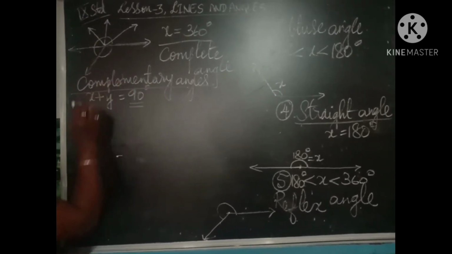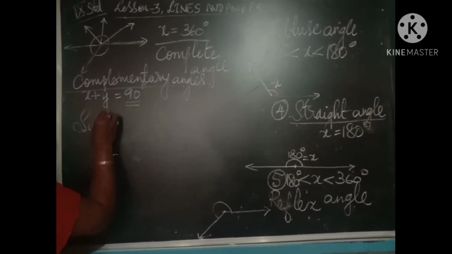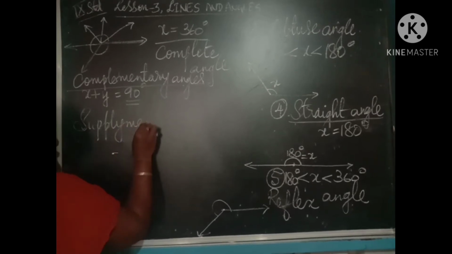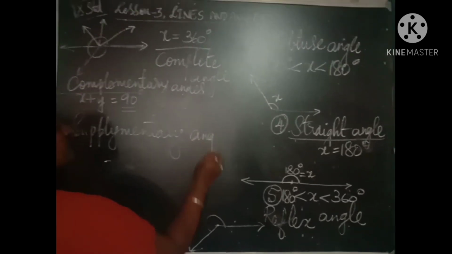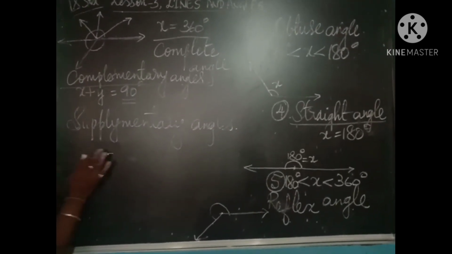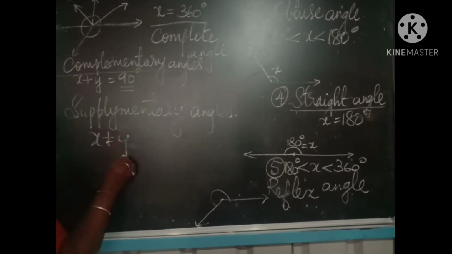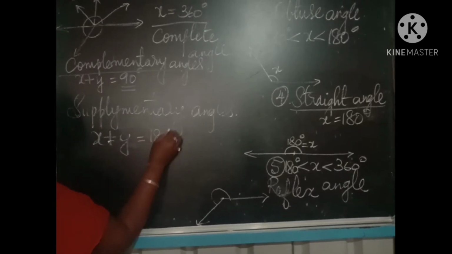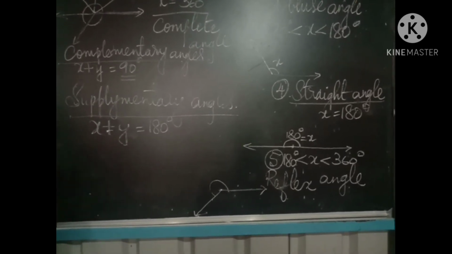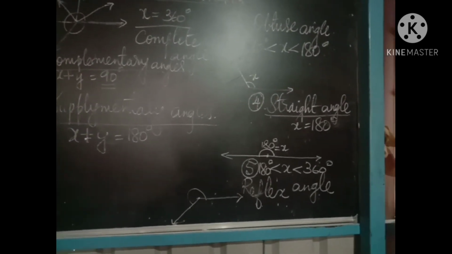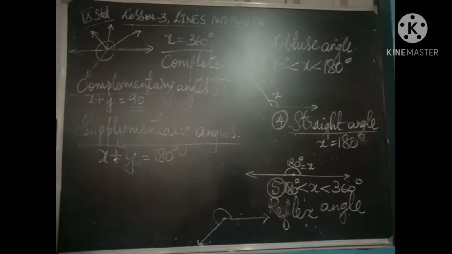So then, the opposite of this is what? Supplementary angles. What are supplementary angles? See children, if the sum of two angles measures 180 degrees, such angles are called supplementary angles. So these are the other types of angles, complementary angles and supplementary angles.